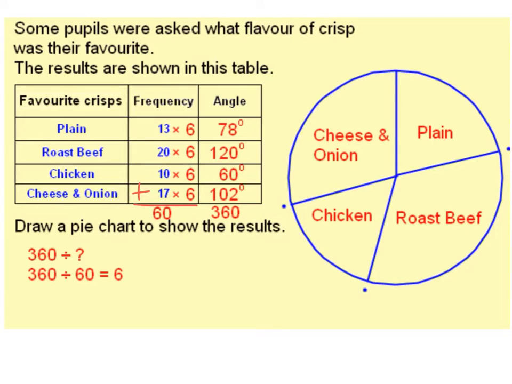And again, we divide 360 degrees by 60, because there's 360 degrees in a full circle, and we get 6. So we multiply each of the frequencies by 6 to find the angle. 13 by 6 is 78 degrees, so we draw on 78 degrees for plain. 20 by 6 is 120 degrees, we draw on 120 degrees for roast beef. 10 by 6 is 60, so we draw on 60 degrees for chicken. And 17 by 6 is 102, so we draw on 102 degrees for cheese and onion. And now we have our completed pie chart.